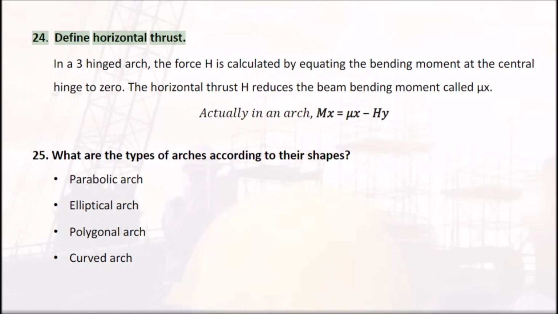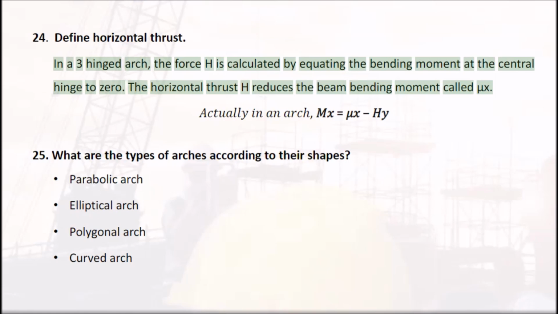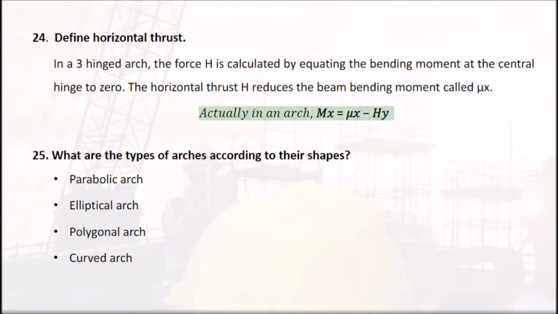Define horizontal thrust. In a 3-hinged arch, the force is calculated by equating the bending moment at the central hinge to 0. The horizontal thrust reduces the beam bending moment, called X. H equals.